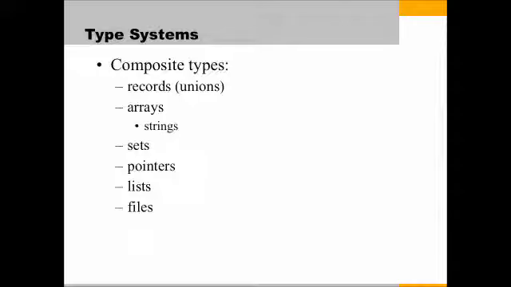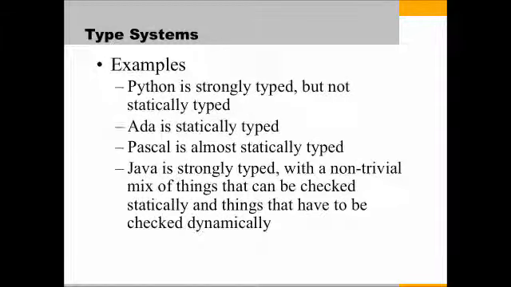We have records and also unions, which allow you to overlay several different records on the same piece of memory. We have arrays, which allow you to represent a homogeneous set of values, and strings, typically a special case of arrays. They're often represented internally as arrays. You have sets, which are a mutually exclusive set of items. You have pointers to items, lists, and files. These are all composite types that you can apply to build up more complex types from primitive types.